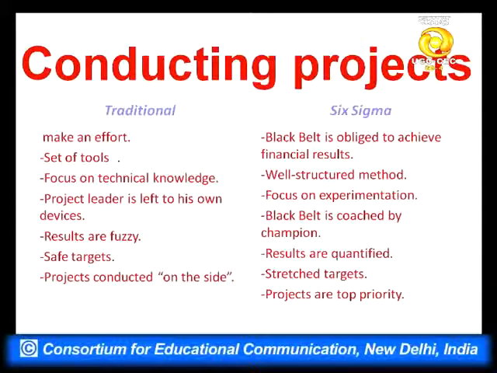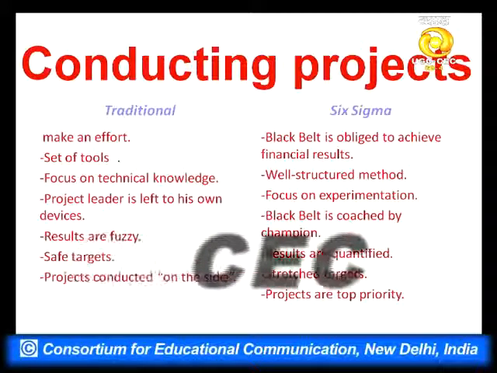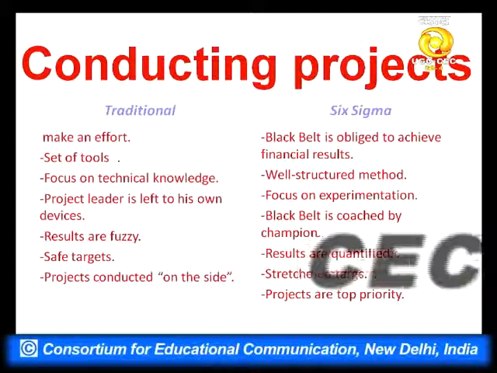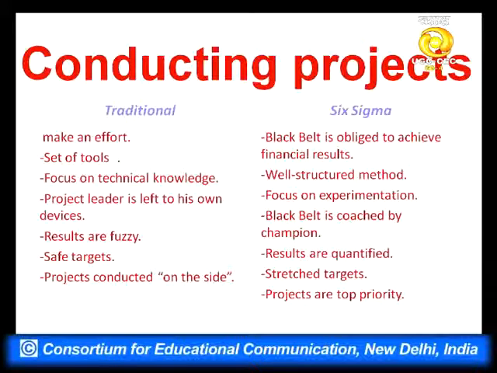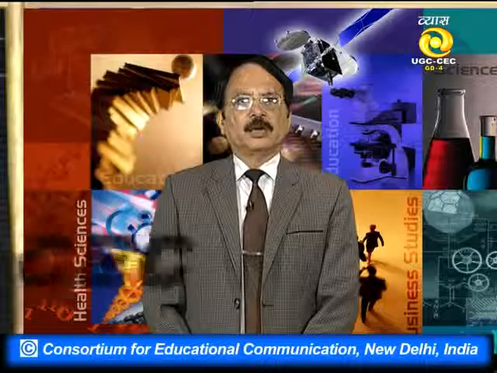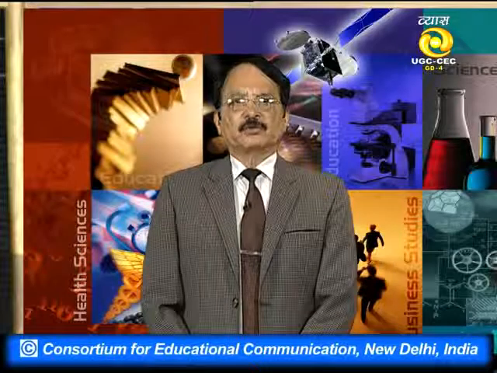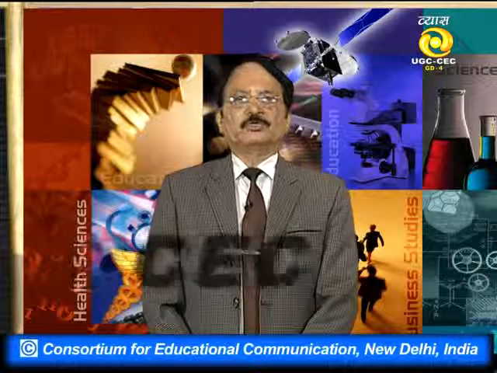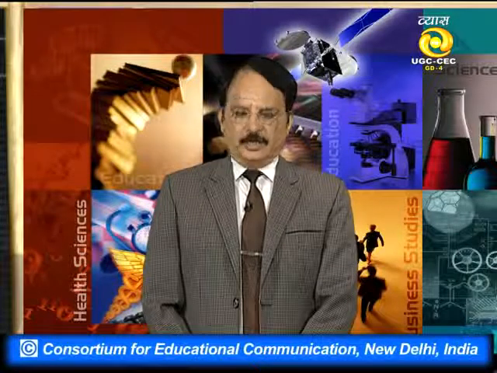But in the Six Sigma philosophy, we have a difference. These efforts are made by a black belt, and the black belt is obliged to achieve financial results. We identify black belt people in the organization who are responsible for giving us the financial results. Why financial results? Because we are looking at the bottom line, which makes the company profitable. These profits are given by the black belts and the master black belts, who work on the projects, and the projects are prioritized based on the financial results they are going to give. Projects which are going to give higher financial results are implemented first, and the projects which are going to give lower financial results are handled at a later date.